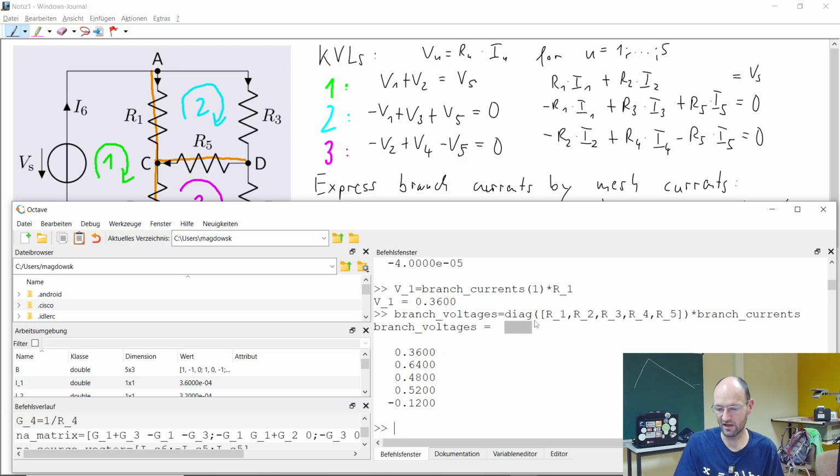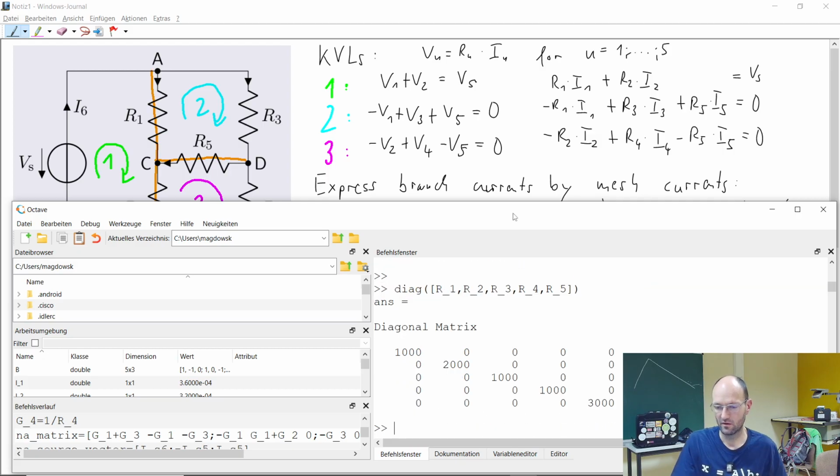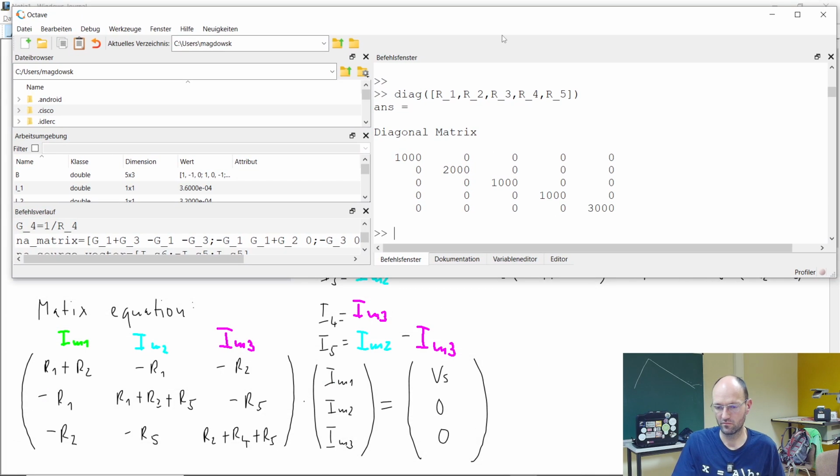And this diagonal matrix here, can I copy this? No, obviously not. So if we just output this diagonal matrix, this diagonal matrix just creates a matrix with the resistances there on the main diagonal.